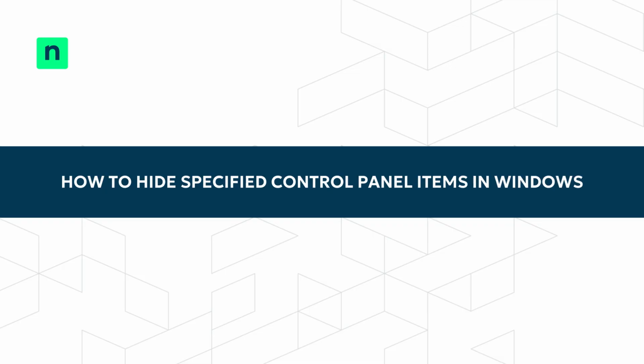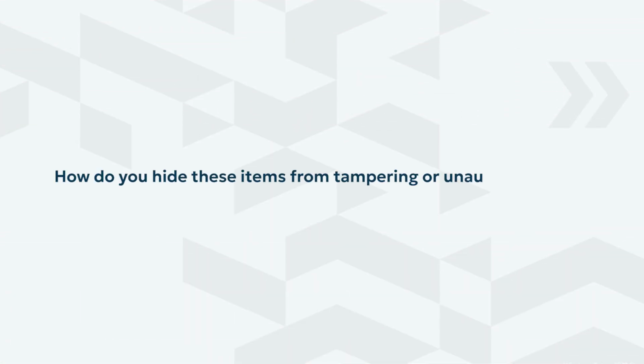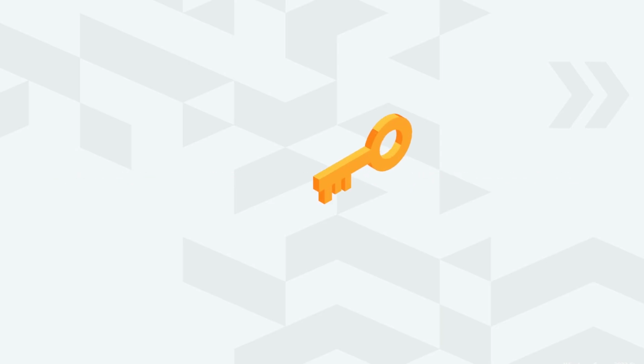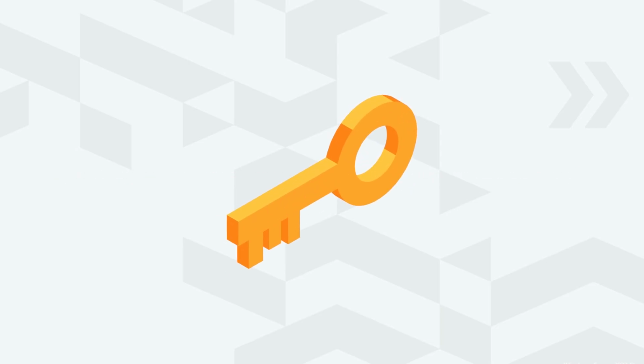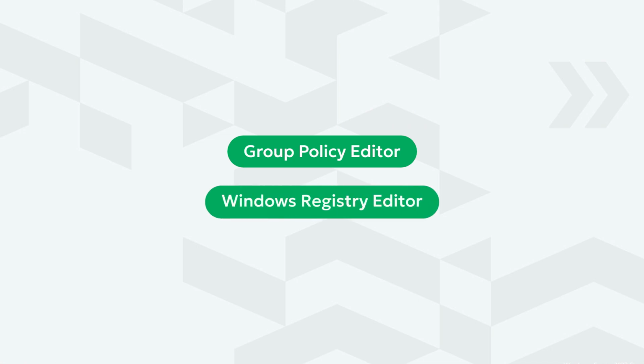How to hide specified control panel items in Windows. So how do you hide these items from tampering or unauthorized use? Well, you'll need administrator rights to make these changes. The two primary methods are through the Group Policy Editor or the Windows Registry Editor.